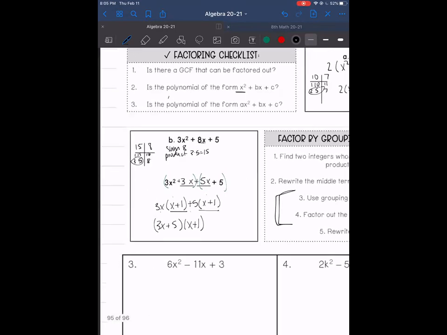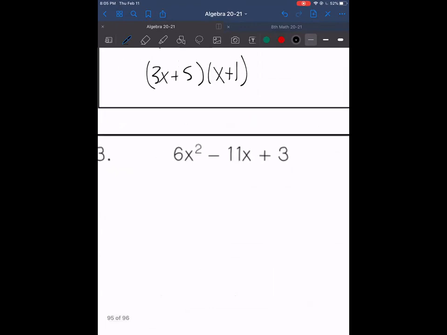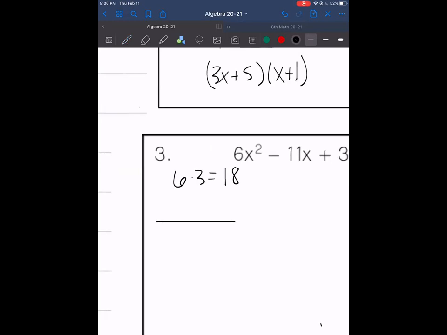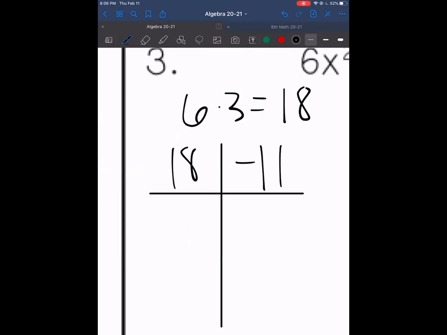So we need a sum of negative 11 and a product of 6 times 3, which is equal to 18. Our product is positive, but our sum is negative. That means both of our factors are going to be negative, because a negative times a negative is positive. I need a product of positive 18 and a sum of negative 11. So what do I have? Let's see.